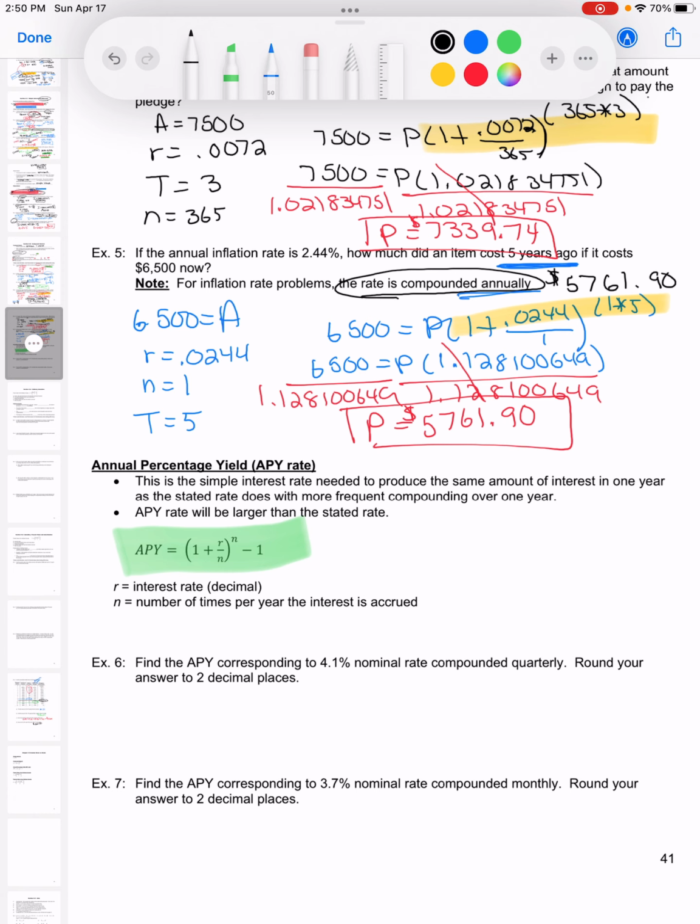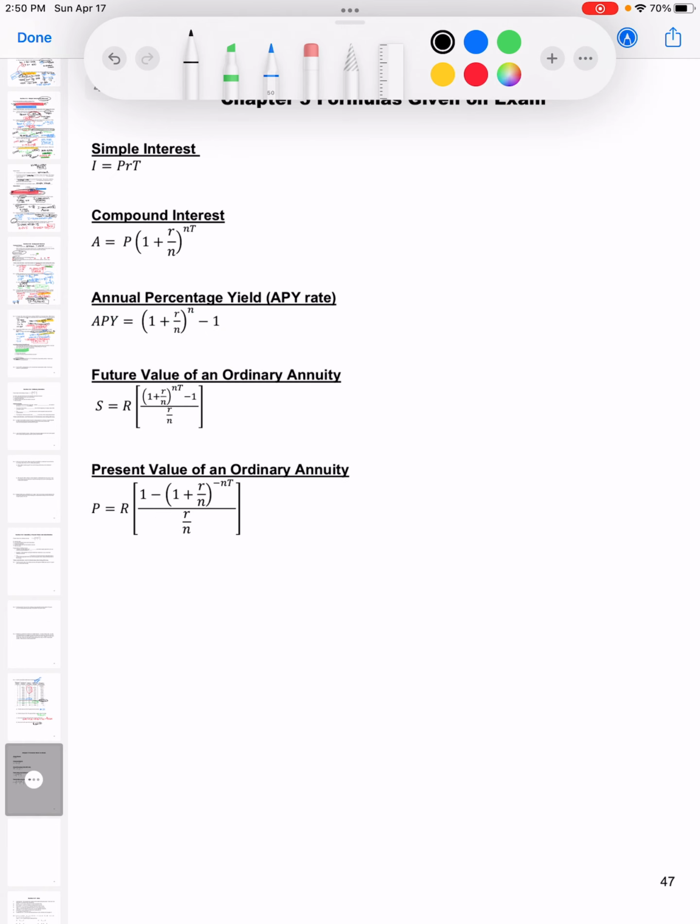All of our letters still stand for the same thing, our interest rate and the number of times compounded. So this one's a pretty straightforward one. And it's also easy to know when to use it because it's going to ask us to find the APY off those formulas that are on page 47 there. The APY is probably the easiest to know when to use because it will actually say APY on it.